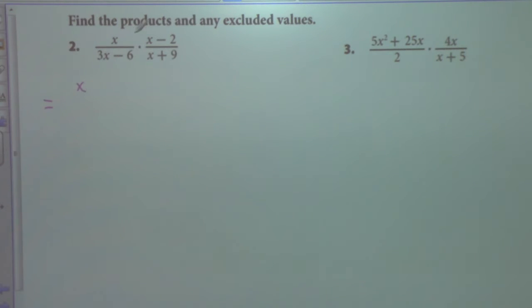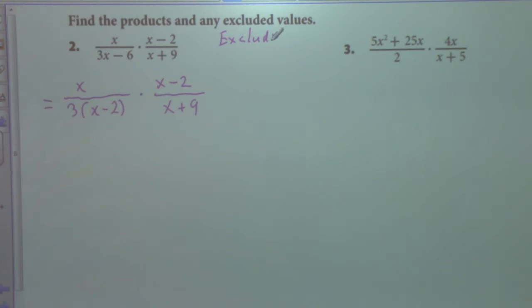So here this x cannot be factored, but can this 3x minus 6 be factored? I'd say 3 times x minus 2, and then we have times x minus 2 over x plus 9. Step 2 is to wrap in parentheses, but before I do that, I want to get our excluded values. So we're going to take a little detour.